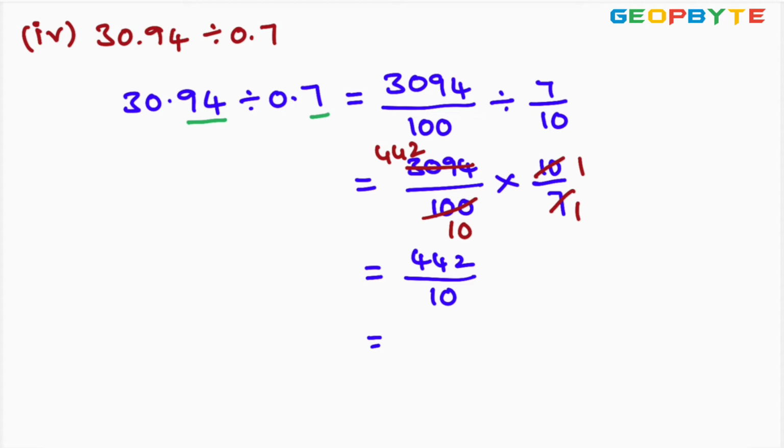If we divide any number by 10, then the decimal point is shifted towards the left by 1 place. Then we'll be getting 44.2. The result of 30.94 divided by 0.7 is 44.2. Next, fifth one.